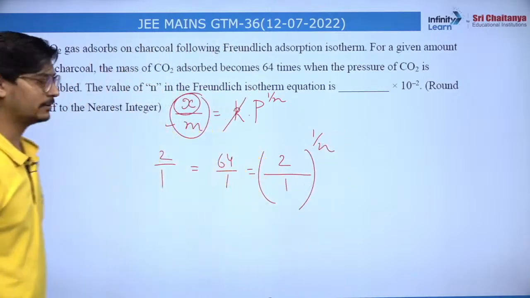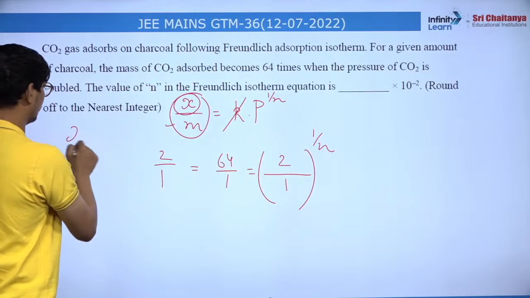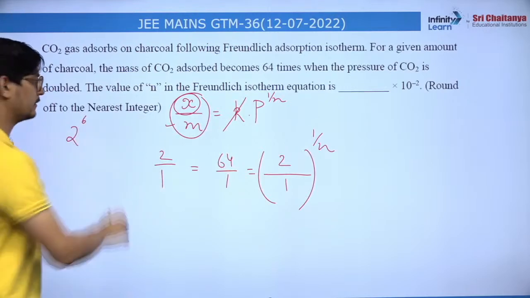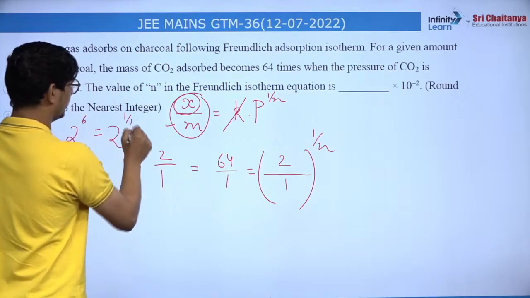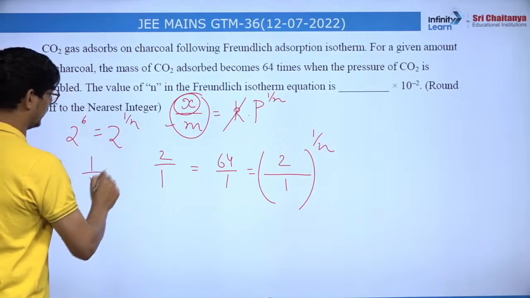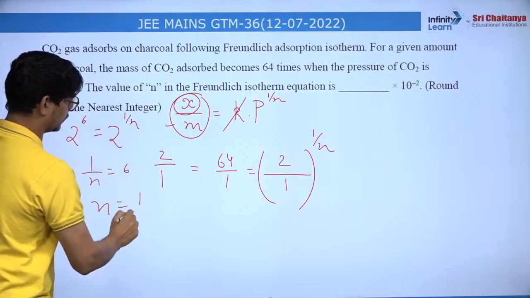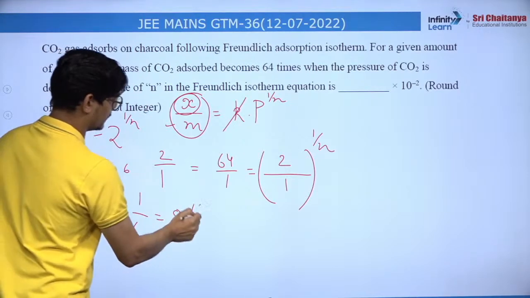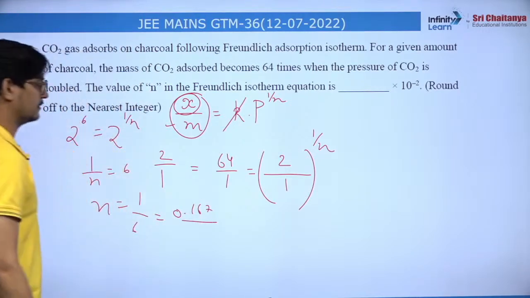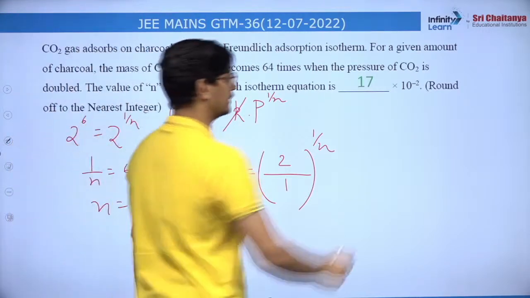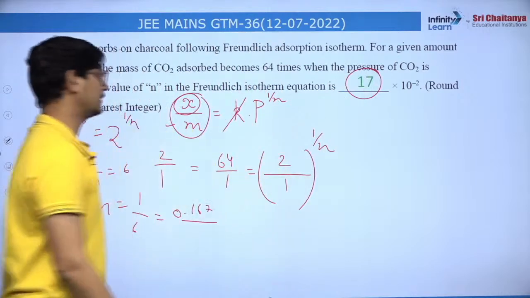Now you solve it. 64 is 2 raised to the power 6. This is equal to 2 raised to the power 1 by n. Bases are equal, so 1 by n is 6. n is equal to 1 by 6, which is 0.167. So it is almost 17 into 10 raised to the power minus 2. That is the correct answer.